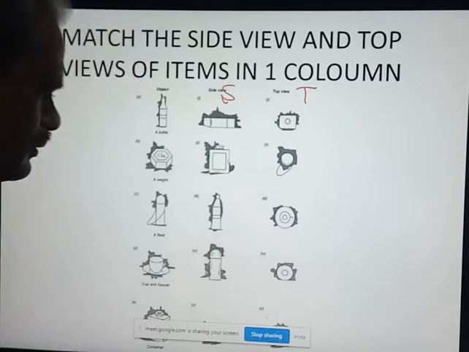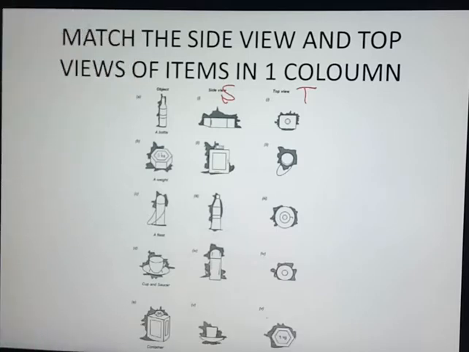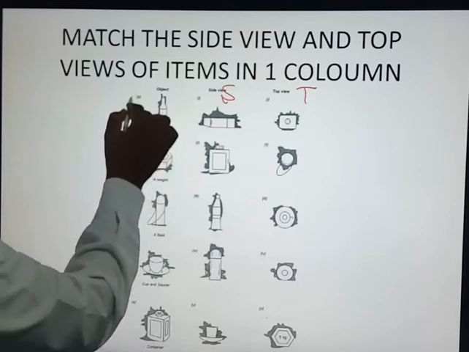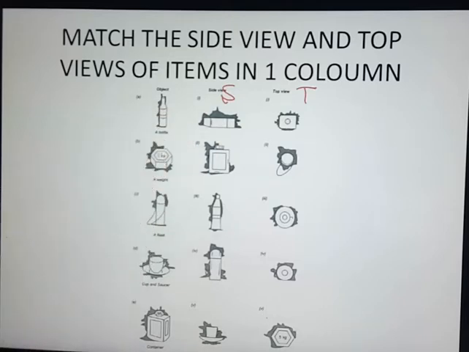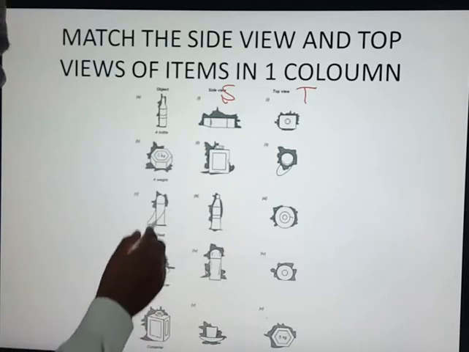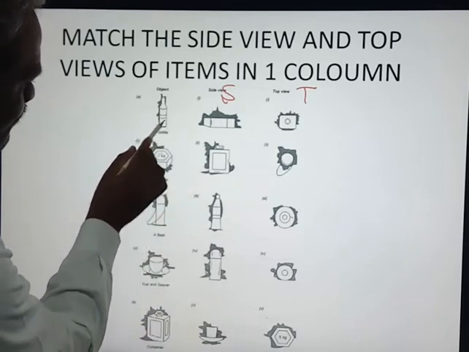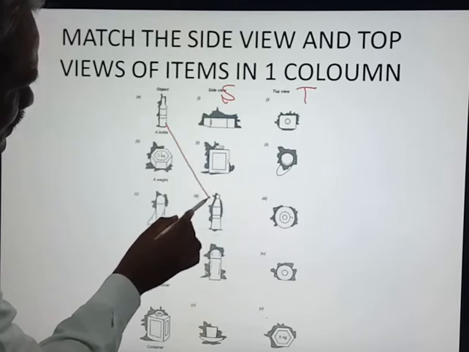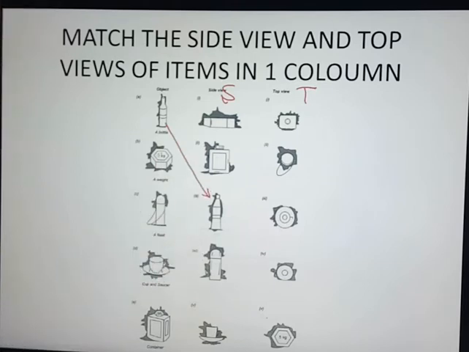Okay. So now all of you observe this one, a bottle is given. First object is a bottle. Identify the side view of this bottle. So look at this, the side view of this bottle is this one. Okay. This is the side view of this bottle.